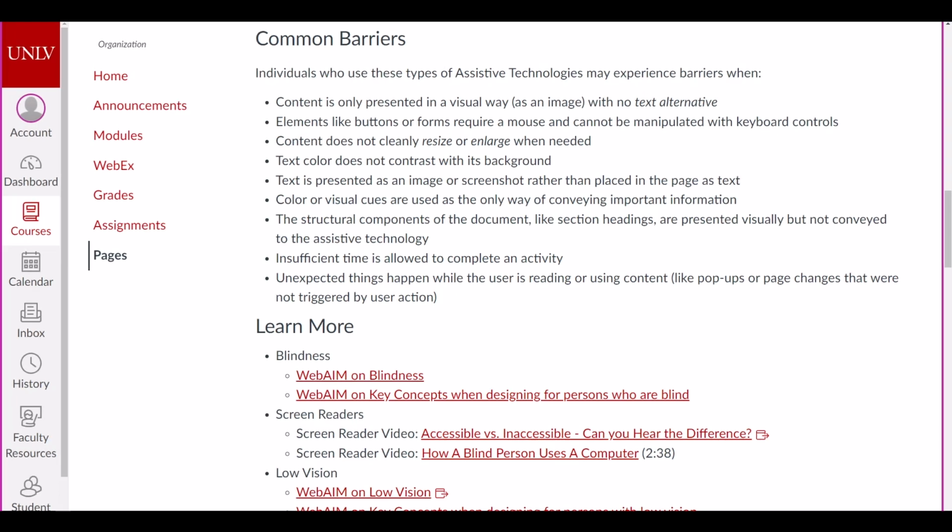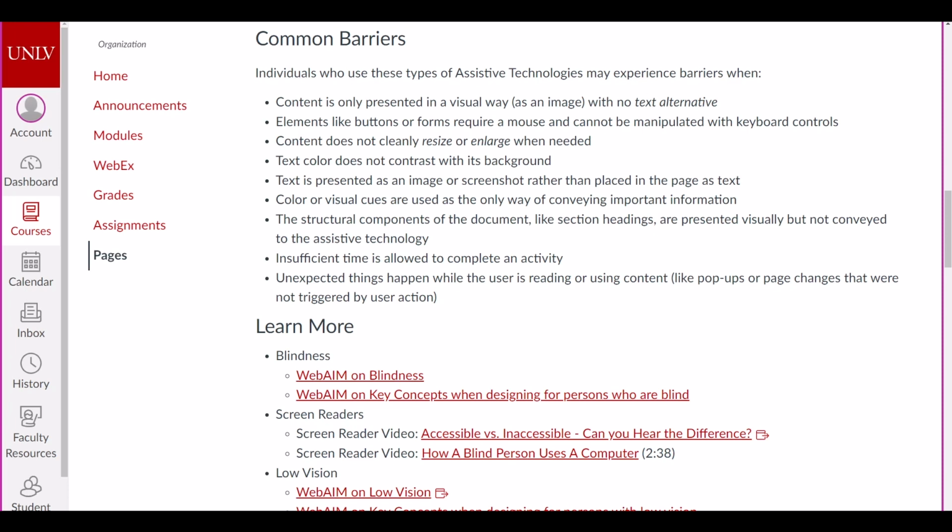Common barriers for visual disabilities. Individuals who use these types of assistive technologies may experience barriers when content is only presented in a visual way, as an image with no text alternative, or alt text. Elements like buttons or forms require a mouse and cannot be manipulated with keyboard controls.